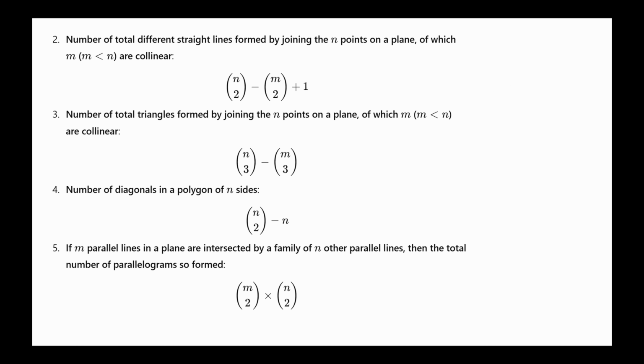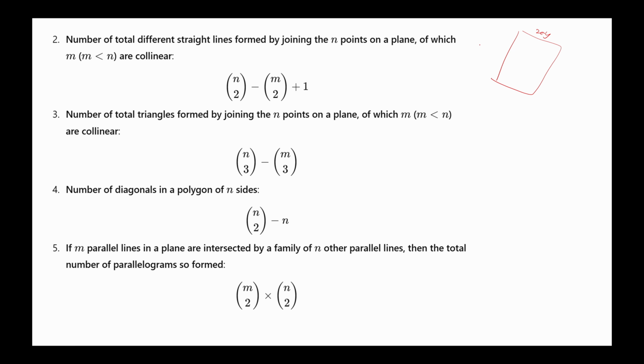There are a few more related to geometry that you need to remember. Again, you will understand the main concept behind this when we study coordinate geometry. Right now you can simply just remember these formulas. Number of total different straight lines formed by joining n points on a plane of which m are collinear. That means there is a plane, let's say the xy plane.